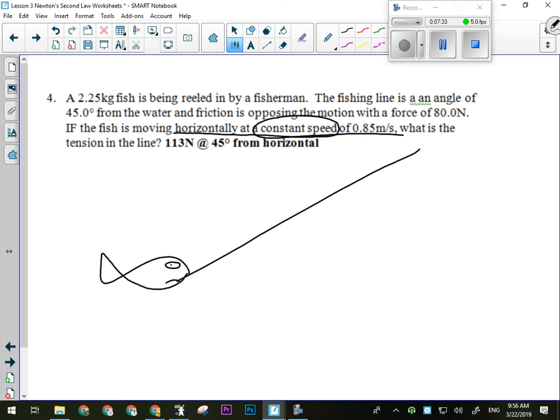All right. So we have this line here. It's 45 degrees, right? All right. So it's 45 degrees, and friction is opposing the force with 80 newtons. All right. We are looking for the tension in this line. All right. So it's really important that we first off make that realization that the net force here is 0. Because if the net force is 0 and there's 80 newtons going backwards, how many newtons are going forwards? 80.